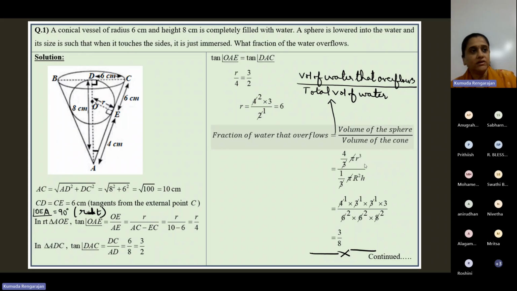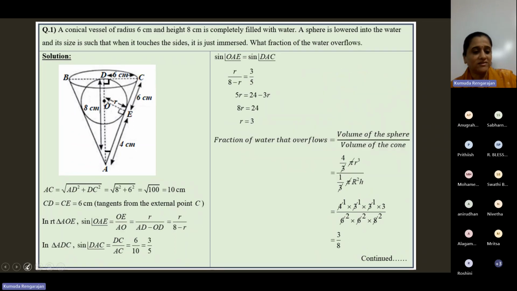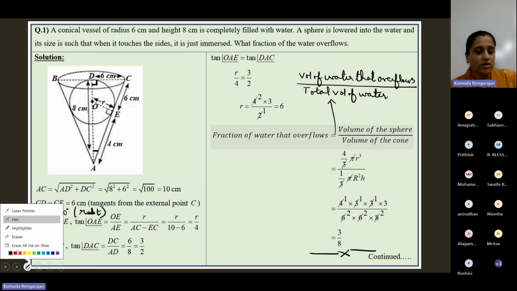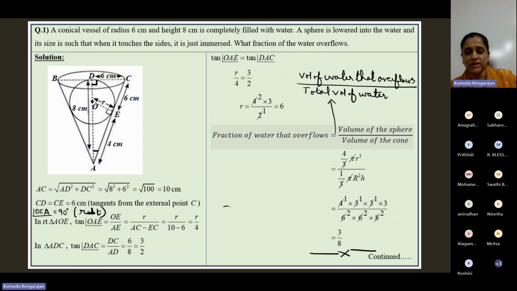And radius of the sphere. I've written 3, is it, instead of 6? Radius of the sphere is 6, right? I've substituted 3. Oh, okay. But I think I've written the correct answer. One second. Okay, I've gone wrong in substituting here. Let me do it again.